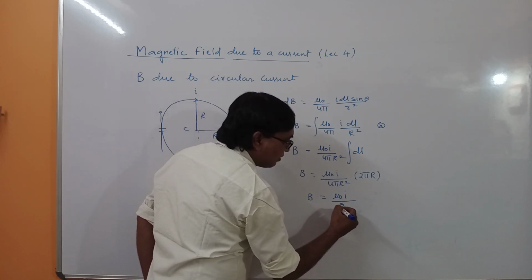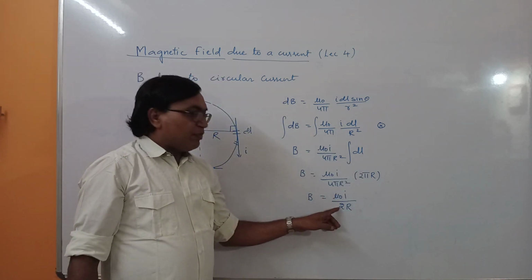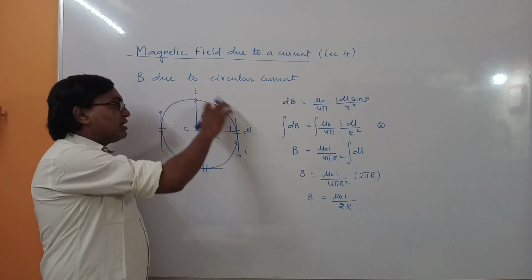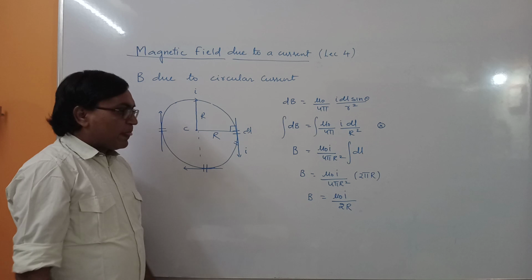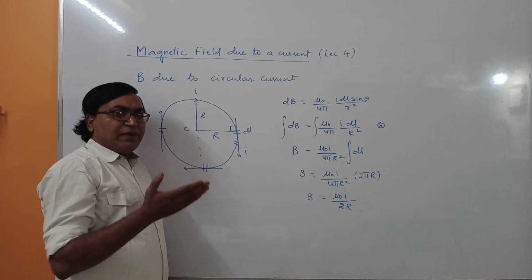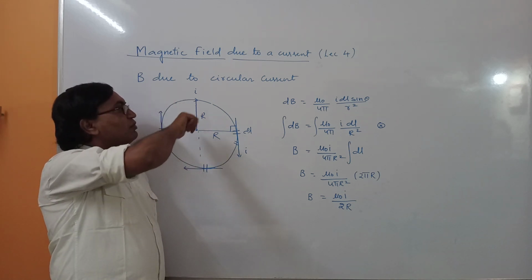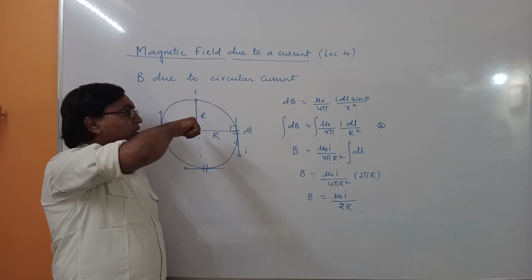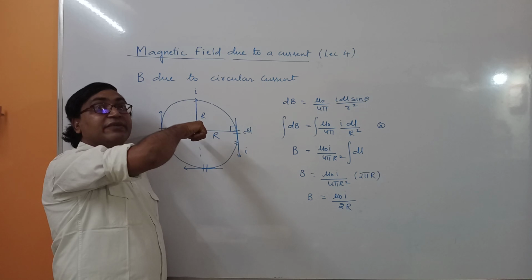So we will remain with 2r. So mu naught upon 2r is the magnetic field due to this circular current at its center. Now direction. Earlier we used the right hand palm rule. Here you can use the right hand thumb rule, which is nothing but curl your fingers in the direction of current, then the direction of thumb will give you the magnetic field.